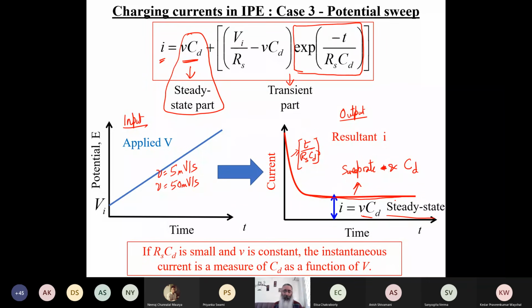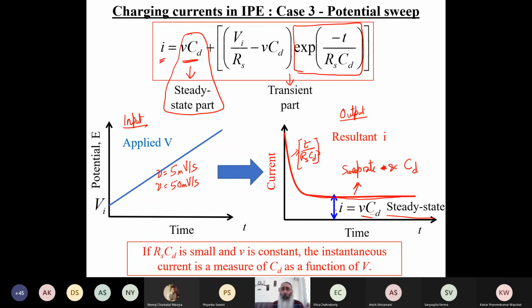Okay, that's not a constant, sorry. After a particular time, the current is going to be equal to nu CD, from which you can calculate the value of the double layer capacitance, provided you know nu, which is controlled by you, and you measure the current, which is again a part of the circuit. You can measure the current, you know the value of the sweep rate, and therefore you can calculate the double layer capacitance.